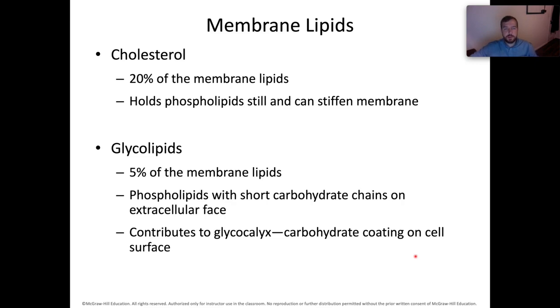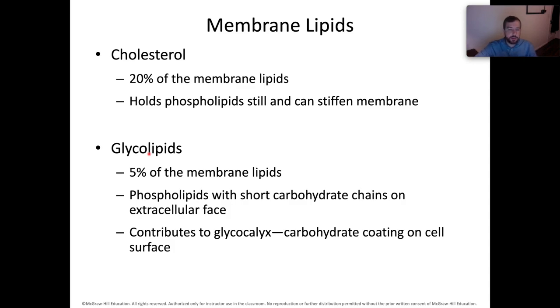Cholesterol is the rest of the lipids, and their job is to hold the phospholipids still, and they can alter the stiffness of the membrane based on heat and different things. And then there are also glycolipids, and glycolipids are phospholipids that have these little carbohydrate tags on their extracellular face. And you can think of these as sort of a cellular badge. So different cells can recognize each other based on the different type of glycolipids that they have.